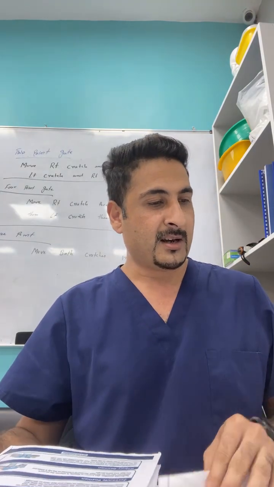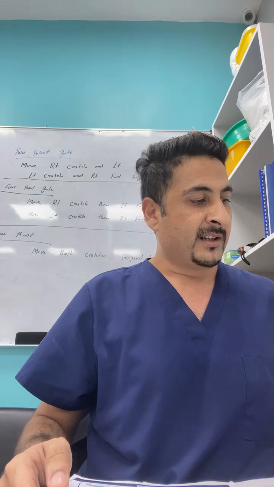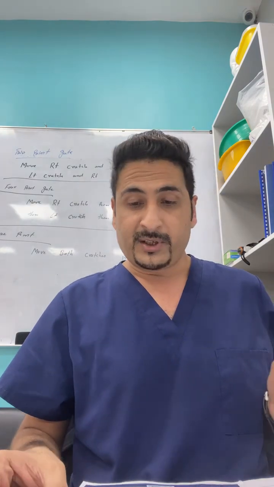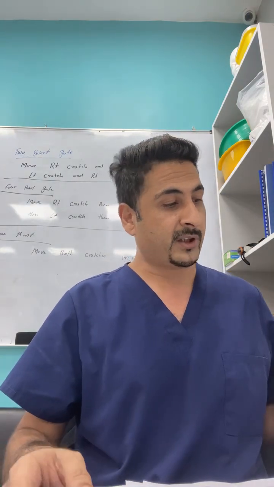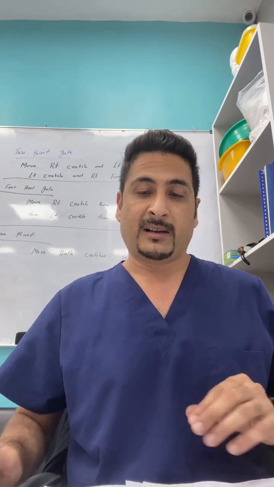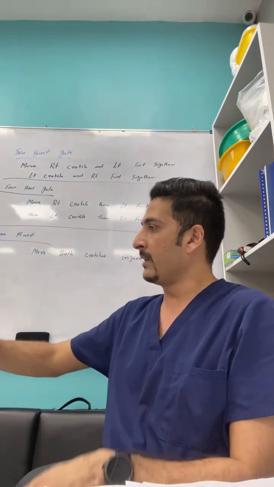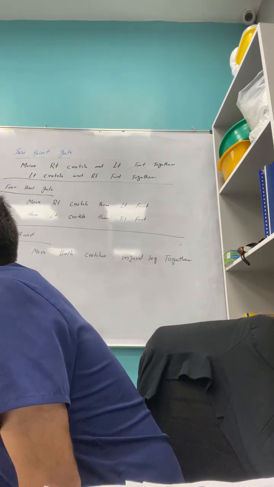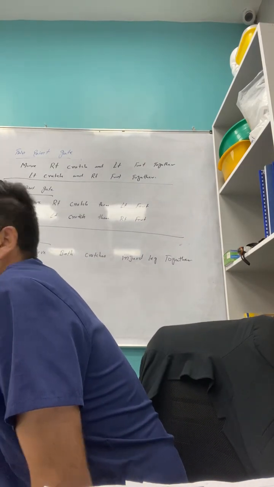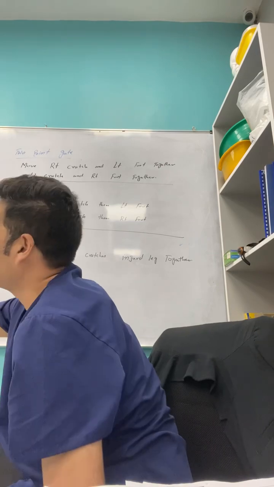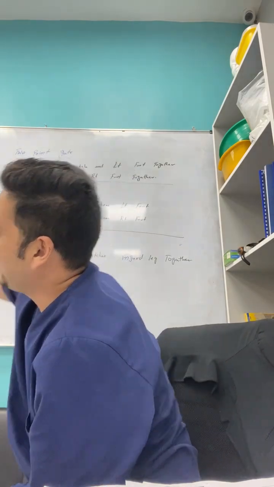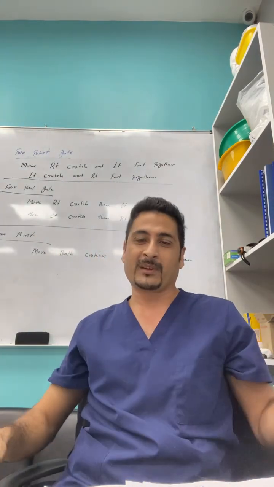And the next one, the Trendelenburg position. In Trendelenburg, the bed is tilted so that the head is down, and in reverse Trendelenburg, the head is up.